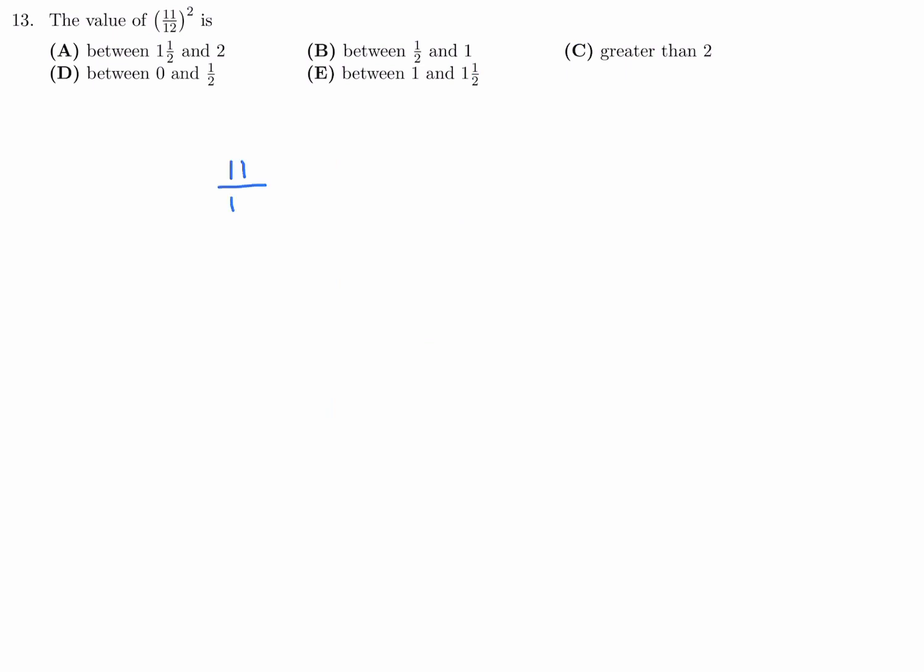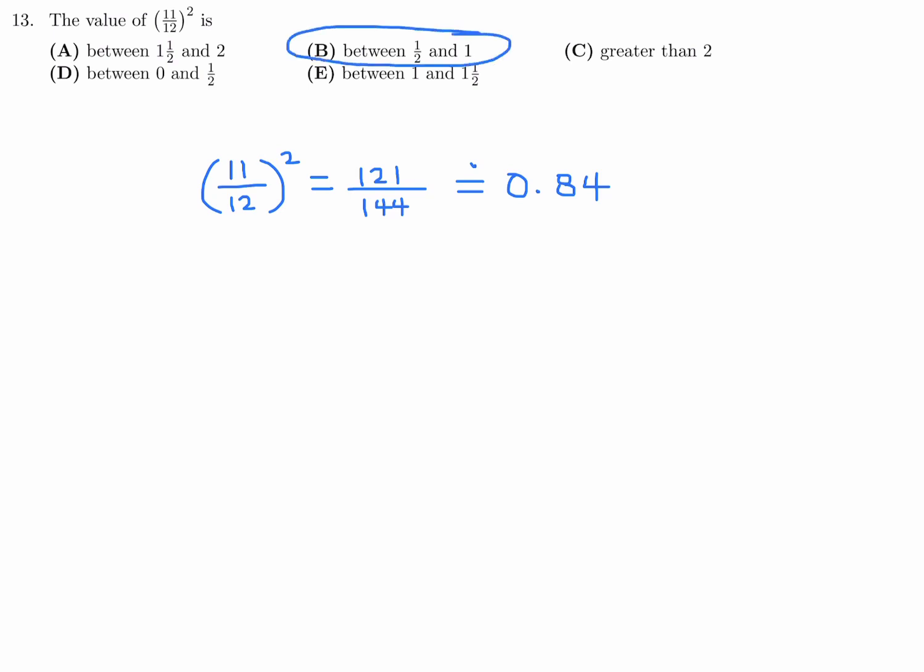The value of 11 over 12 squared is 121 over 144 when you square it. And that is approximately, in terms of decimals, about 0.84. And now we just have to identify which range this is in. 0.84 is obviously between a half and 1. So number 13, the answer is B.